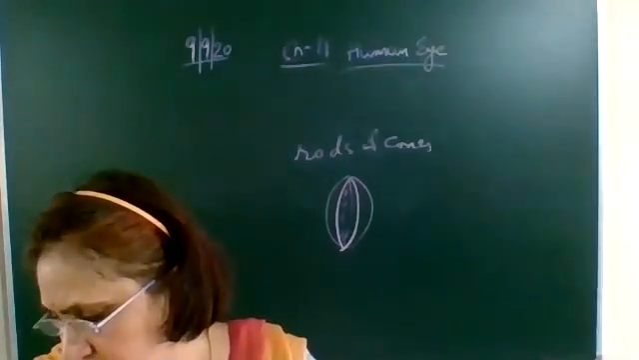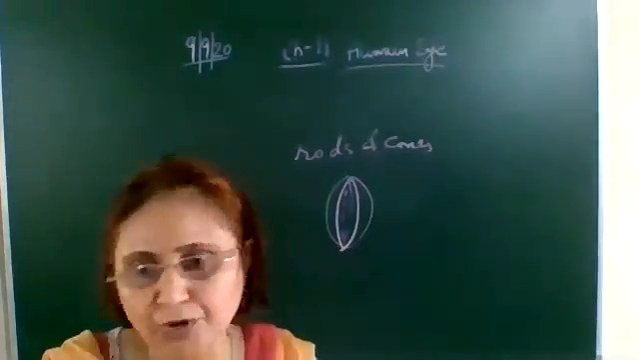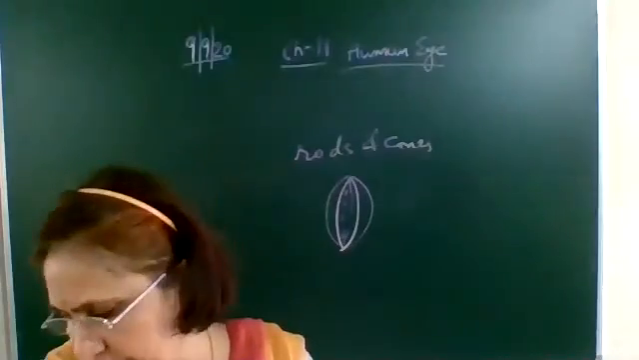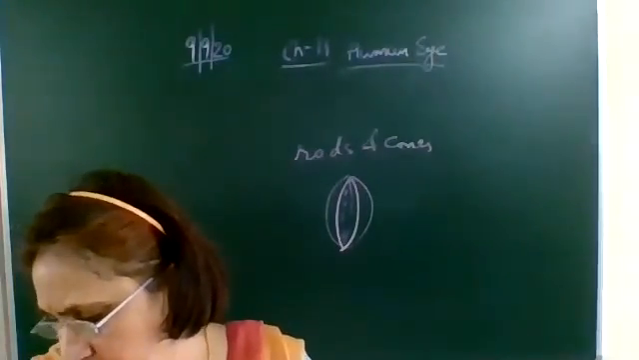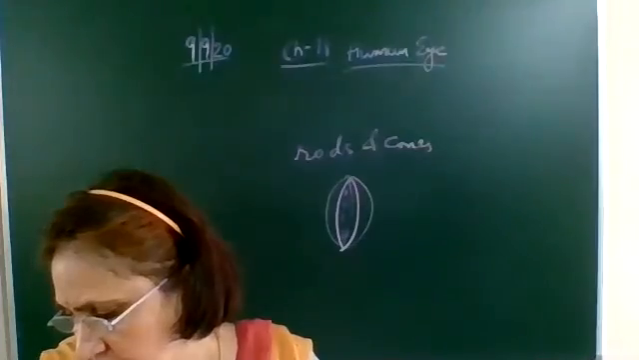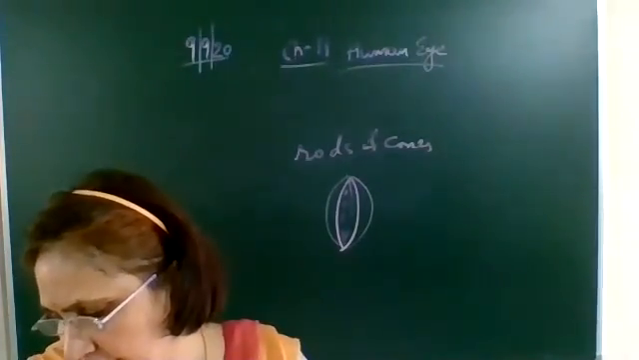The farthest point up to which the eye can see the objects clearly is called the far point of the eye. So we have near point and far point. It is infinity for a normal human eye. You may know here a normal eye can see the objects clearly between 25 centimeters to infinity.